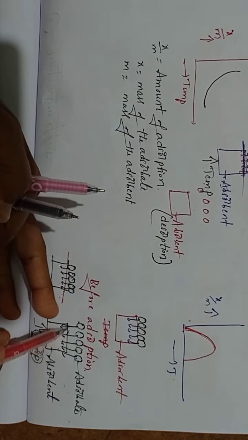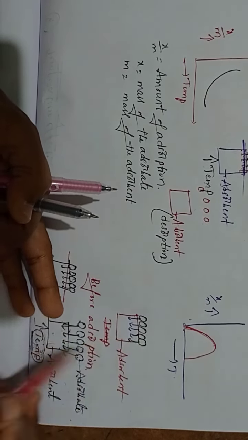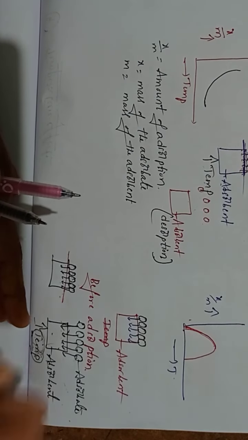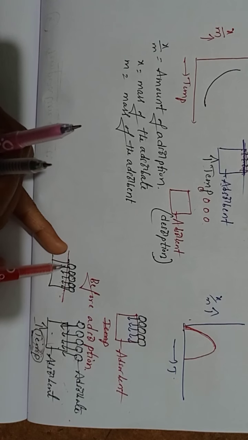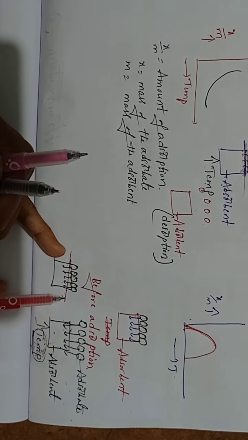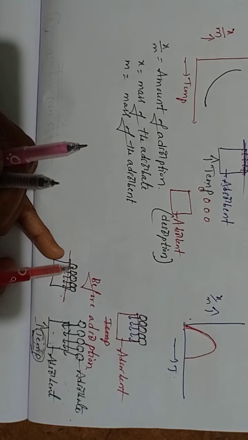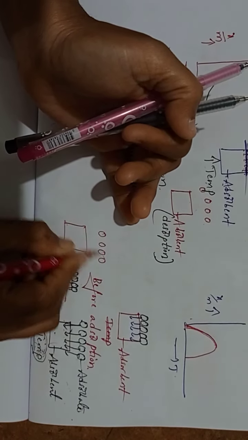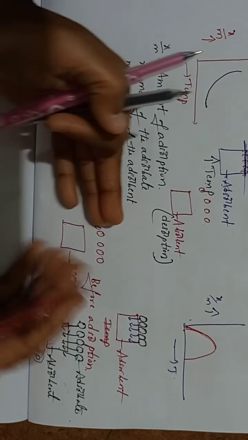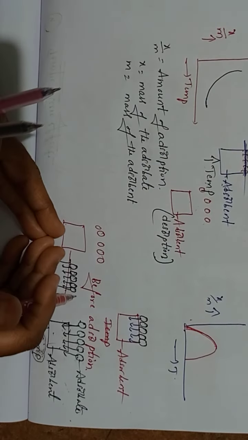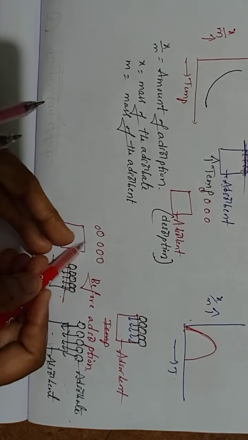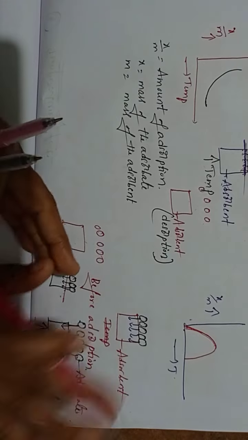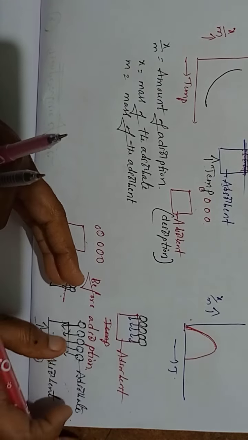When the temperature increases, initially the amount of adsorption increases, and finally, when we increase the temperature still more, what will happen? These strong bonds will break. Are you clear? These bonds will break and these molecules move away from the surface. This process is called desorption. Desorption means the molecules escape from the surface, so the amount of adsorption decreases. That's why it decreases. Clear, students? This is the temperature effect.